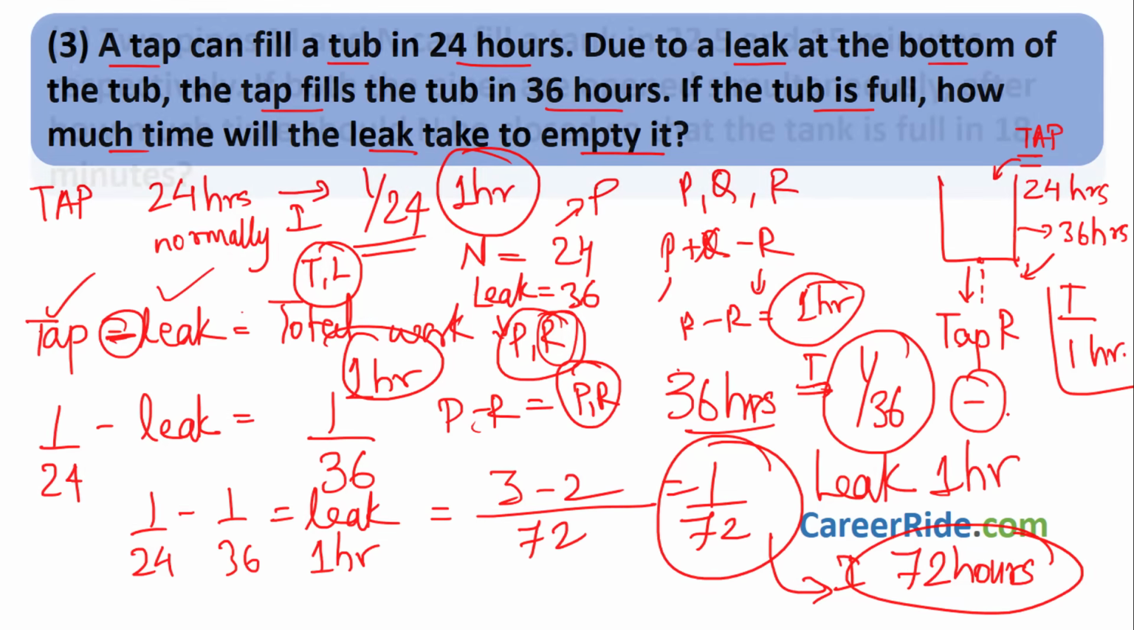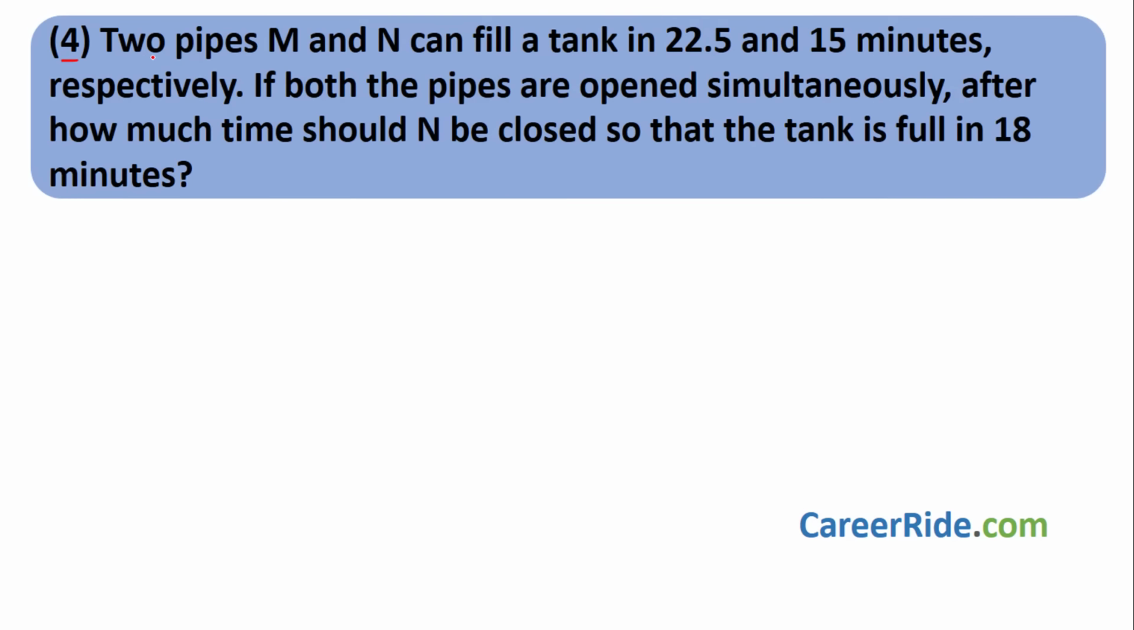Moving on. Question number 4. Two pipes M and N can fill a tank in 22.5 and 15 minutes respectively. If both the pipes are opened simultaneously, after how much time should N be closed so that the tank is full in 18 minutes? Now this sum is very easy actually.